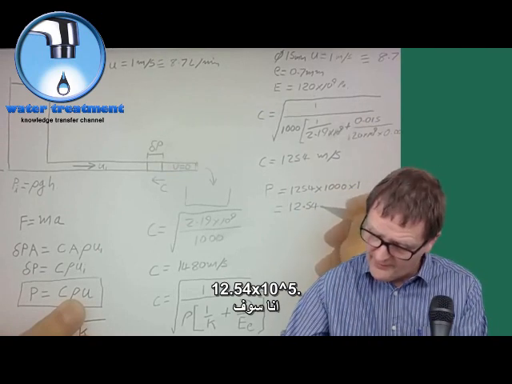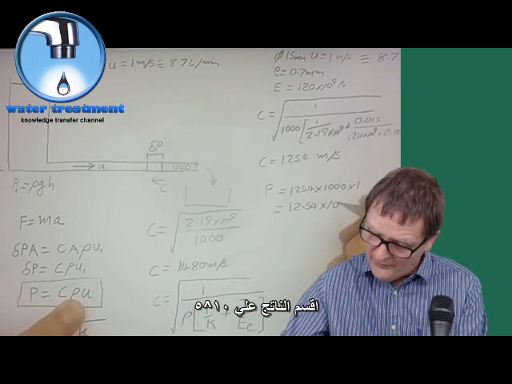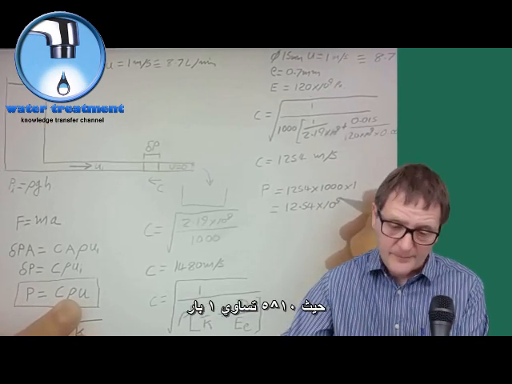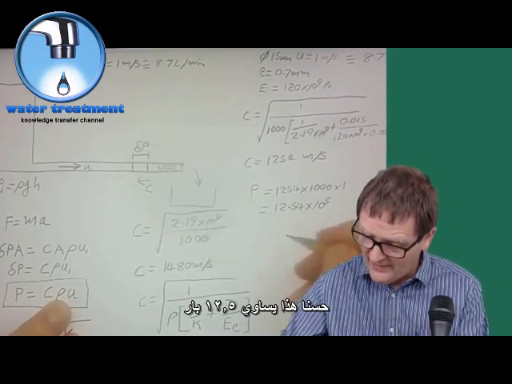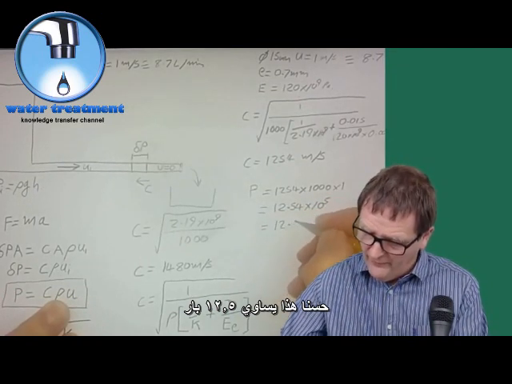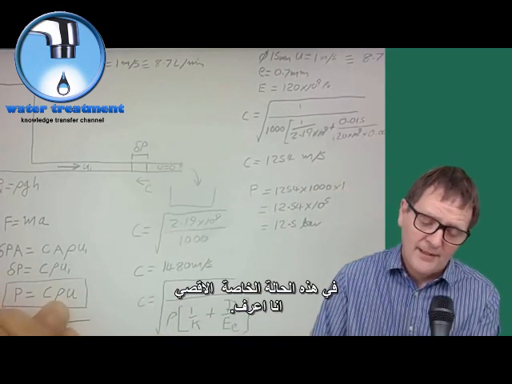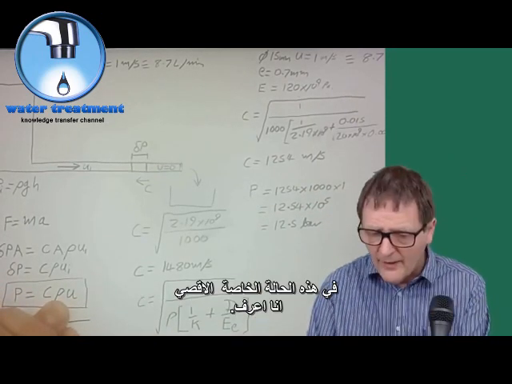12.54 times 10 to the 5, because 1 times 10 to the 5 is 1 bar. Okay, so that's basically equals 12.5 bar. So that's the pressure rise you would get in that particular case, maximum.